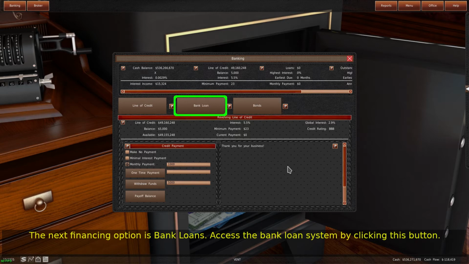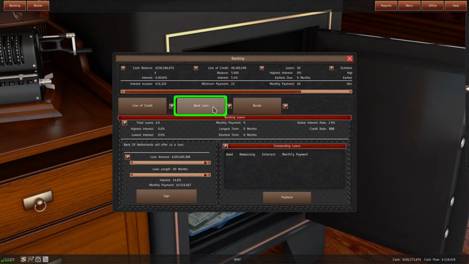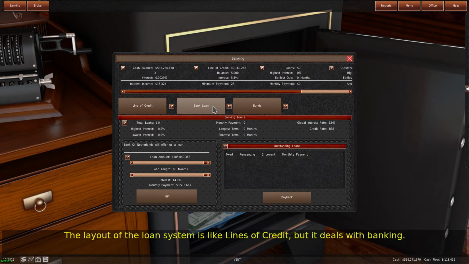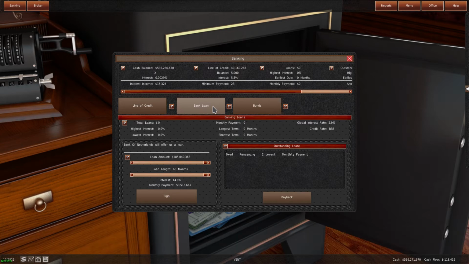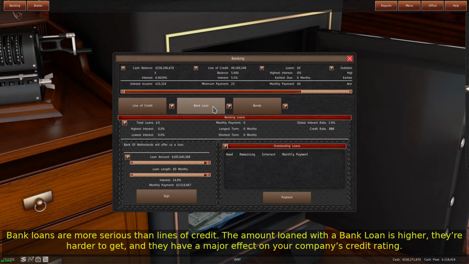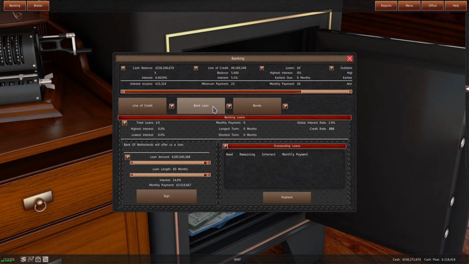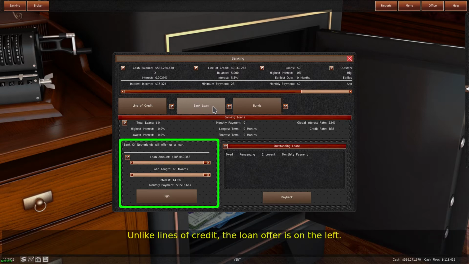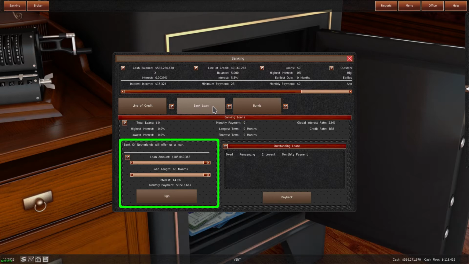The next financing option is bank loans. Access the bank loan system by clicking this button. The layout of the loan system is like lines of credit, but it deals with banking. Bank loans are more serious than lines of credit. The amount loaned with a bank loan is higher, they're harder to get, and they have a major effect on your company's credit rating. Unlike lines of credit, the loan offer is on the left.